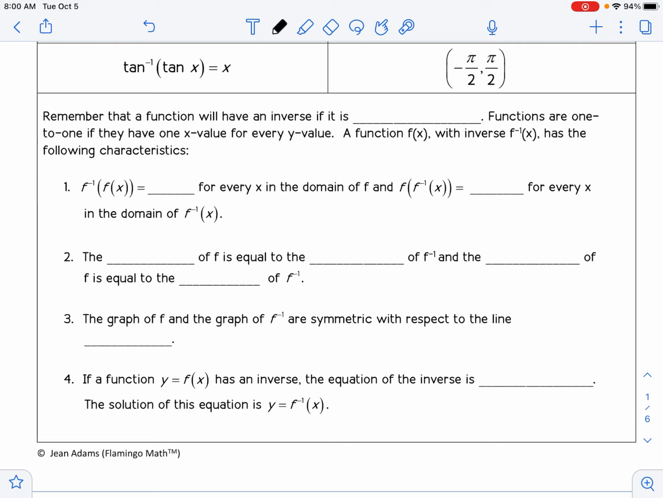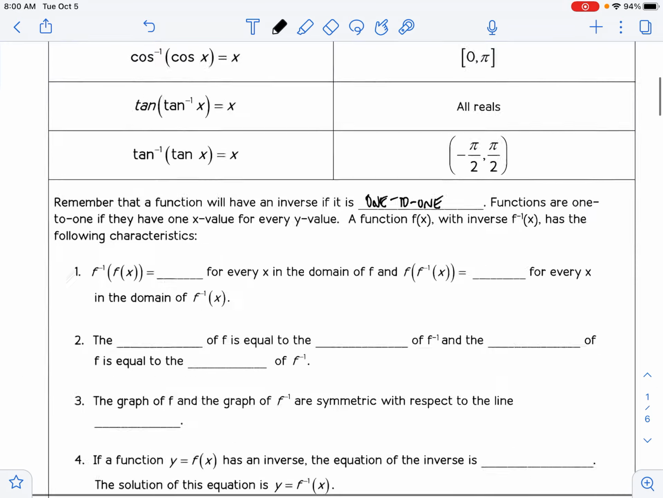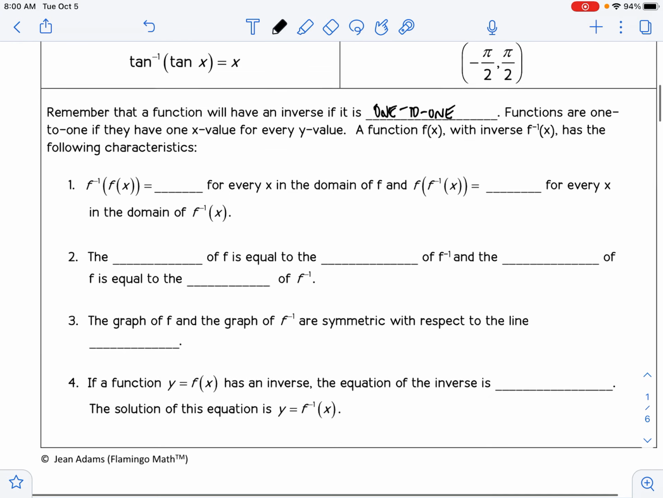As in geometry class, when you knew two sides of a triangle, you were able to use the inverse of sine or cosine to determine the missing angle. So first of all, you need to understand that a function will have an inverse if the function is 1 to 1. Functions are 1 to 1 if they have one x value for every one y value. It basically means that they pass the vertical line test and the horizontal line test.